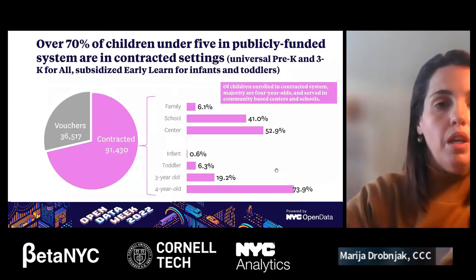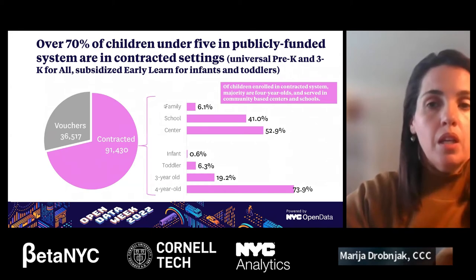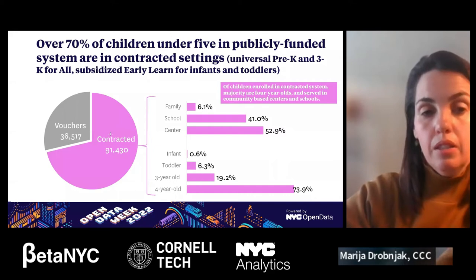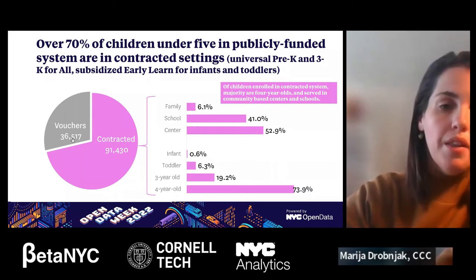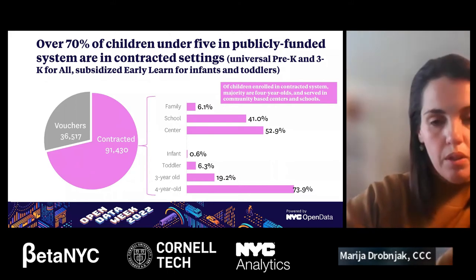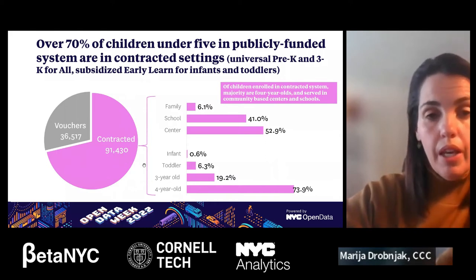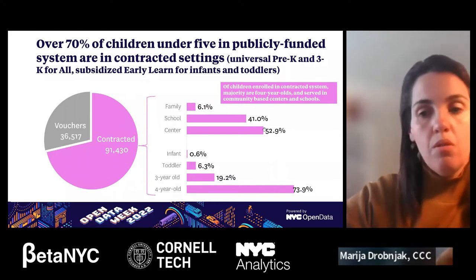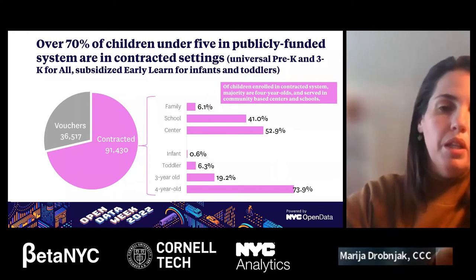And on this slide, what I'm showing is that this whole pie is the whole publicly funded system, and this part is contracted. So over 70% of all children are in contracted care, and around 36,000 children are using vouchers. This is focusing only on children under five. And of those who are in contracted care, we see that over 50% are in centers, 41% in schools, and 6% in family settings.